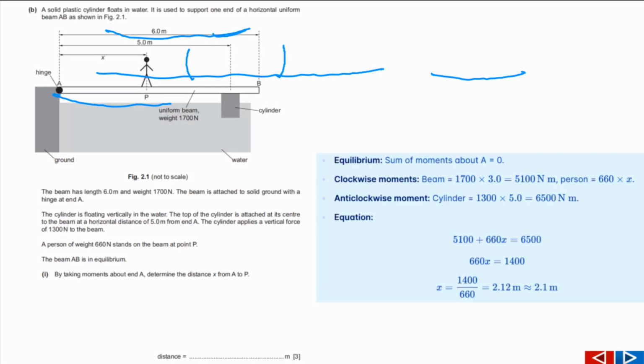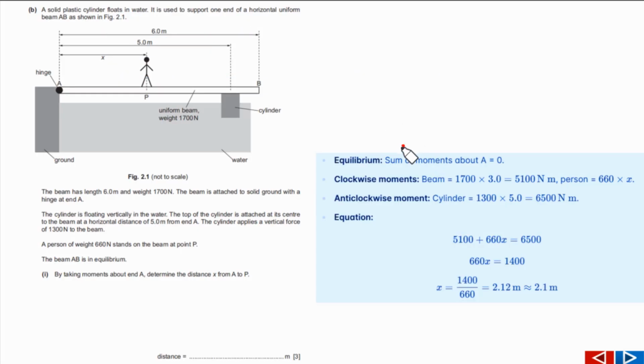And this question is also based on moments. So in this case, you simply need to understand that the sum of moments about A is equal to 0. We have taken the clockwise moment and the anti-clockwise moment, then by equating we have found the answer that is equal to 2.1. As the least number of SF in the data is 2SF, the final answer also should have 2SF.